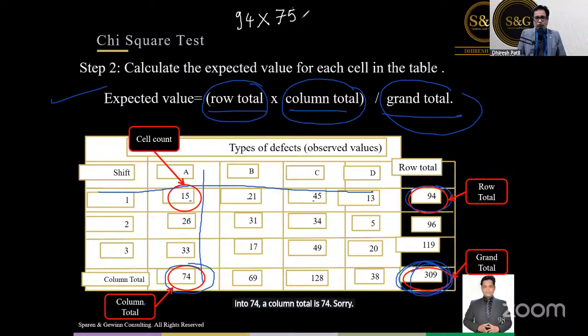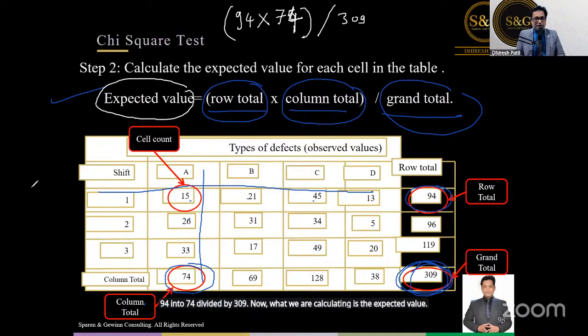Sorry, 74, not 75. 74. 94 into 74 divided by 309. Now what we are calculating is the expected value for this value number 15. So we'll calculate it for every value like this. This is for the first value. For the 15 value, we are calculating the expected value.